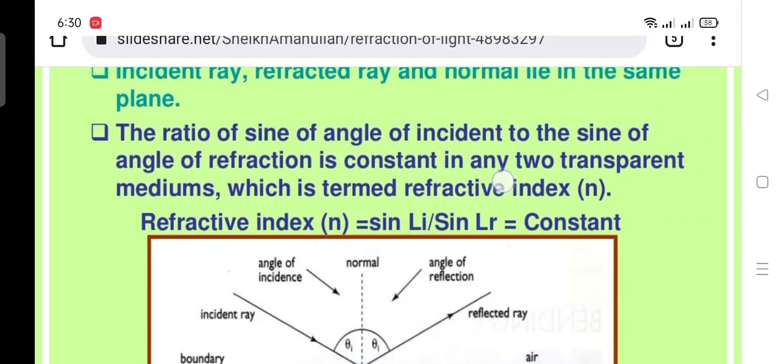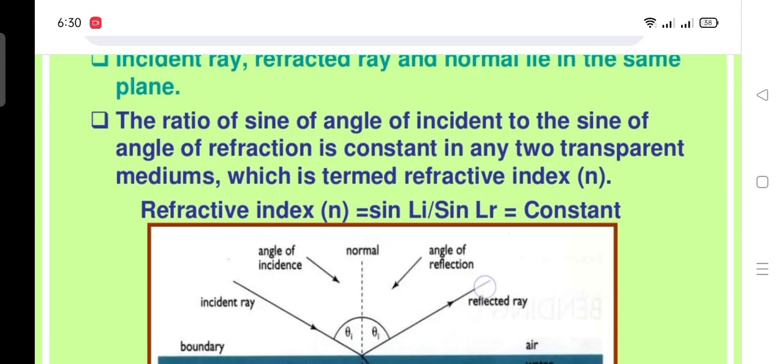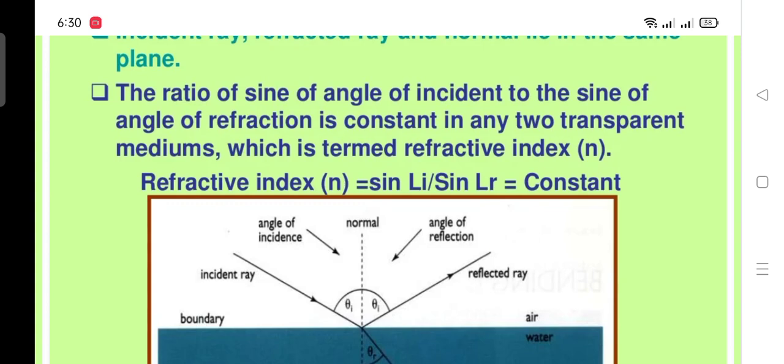Now we discuss the laws of refraction. As we studied in reflection, the angle of incidence is equal to the angle of reflection. Here it is the same kind of condition, the angle of incidence is equal to the angle of, sorry, the angle of refracted light.